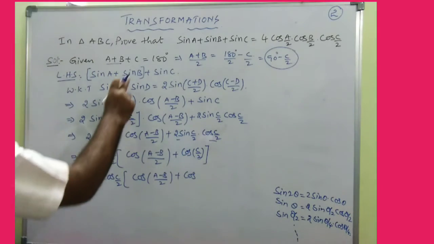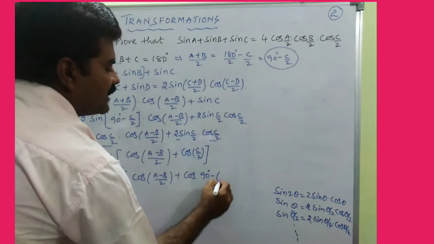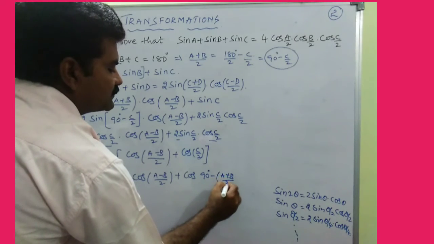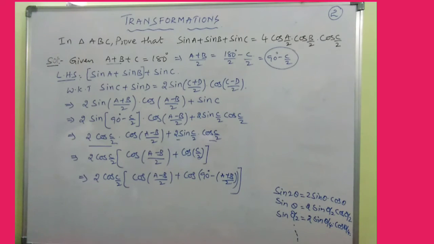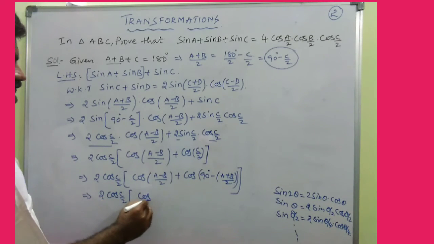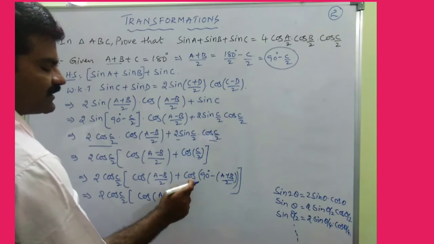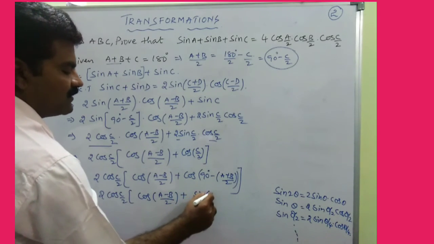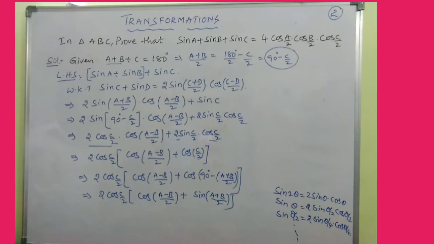See, from this, C by 2 means what can we write? Can I write it as 90 minus (A plus B)/2? Isn't it? 90 minus (A plus B)/2. So now according to that we can write, how can we write? Because of 90, cos changes into sin of (A plus B)/2. And moreover, first quadrant, no?